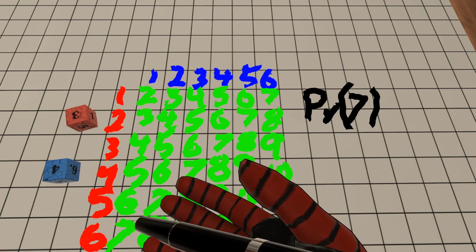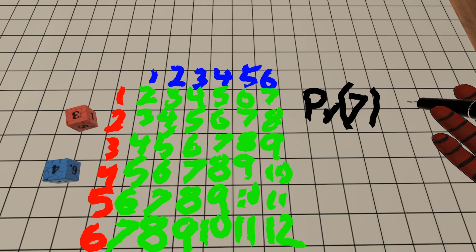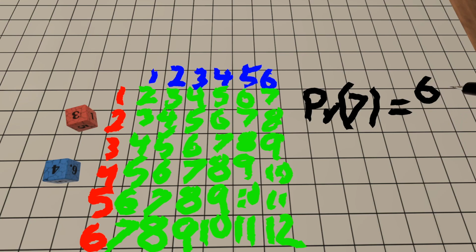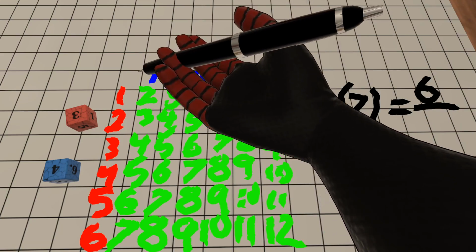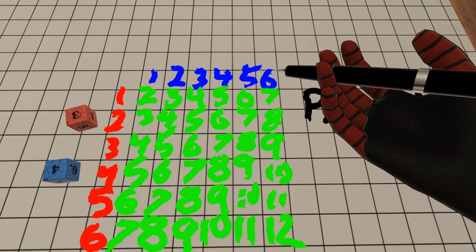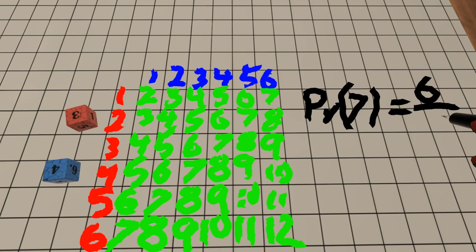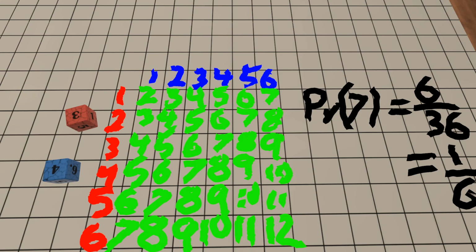So how many 7s are there? There's 1, 2, 3, 4, 5, 6. There's 6 out of 36 because there's 6 across and 6 down. So there's a total of 36 things in this table. Now, we can simplify that because a 6 goes into 6 and a 6 goes into 36. So 6 divided by 6 is 1, and 36 divided by 6 is just 6. So the probability of getting a 7 is 1 out of 6.